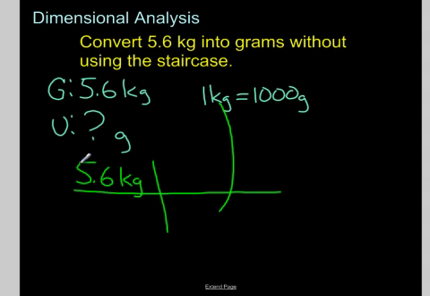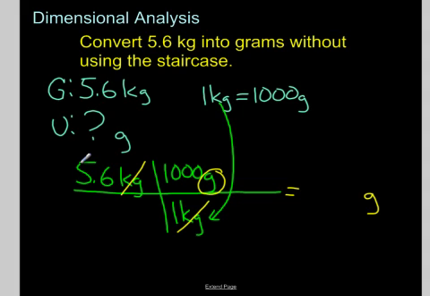Okay. Now, since I've got 5.6 kilograms as my given, I want kilograms on the bottom. So I take my 1 kilogram, that goes on the bottom. On the top then is going to go my 1,000 grams. That's the other half of the equality. Okay. Then we're going to cancel units out. That's the dimensional analysis part. We cancel the kilograms, and we're left with grams on the top. That's good because my unknown is in grams. I want grams. So we punch that in the calculator, we get 5,600 grams.